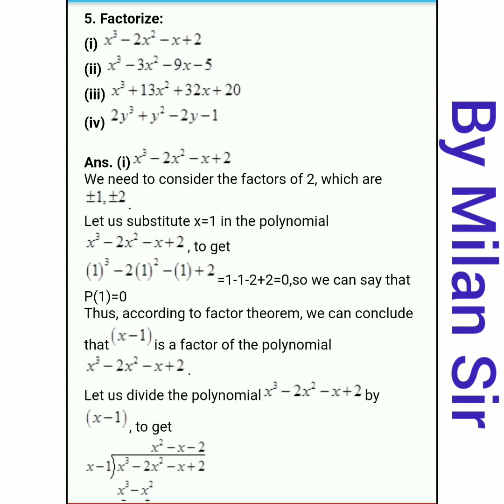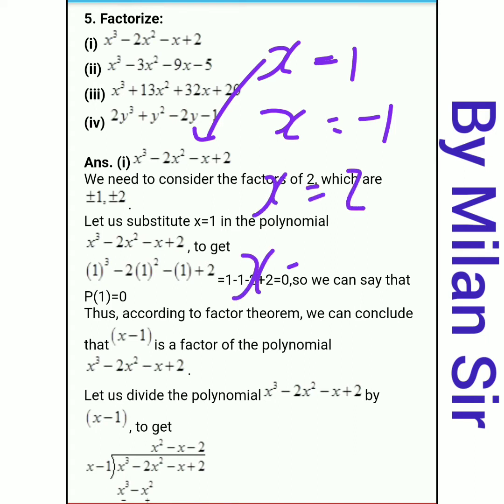So here we need to find that value of x. We need to try out some values of x, right? That means first of all, put x equal to 1 and check whether the answer becomes 0 or not. If it does not become 0, then put x equal to minus 1. Then check x equal to 2, then x equal to minus 2, and try out some values. Whatever value makes p of x 0, that is a zero of the polynomial, and it becomes a factor of this polynomial.